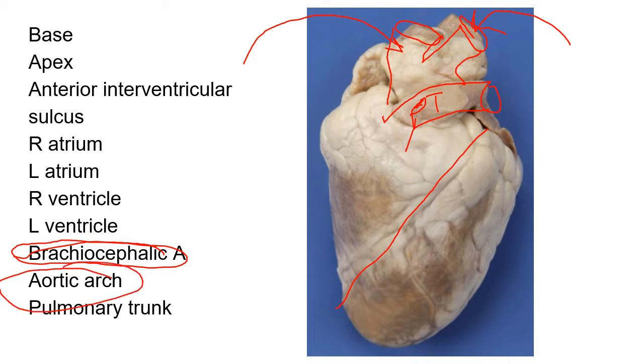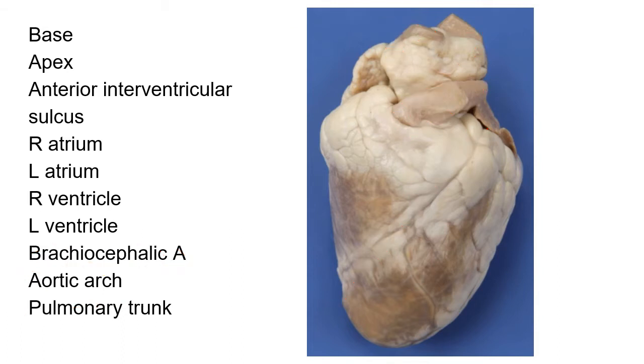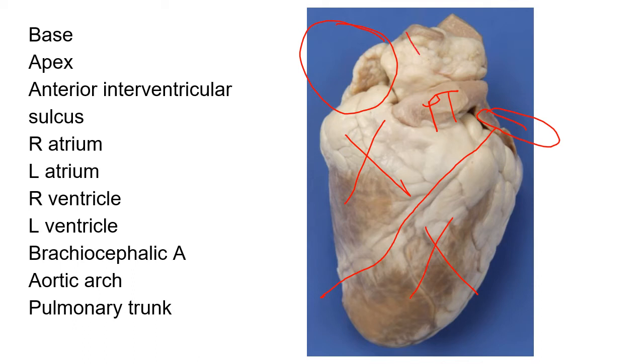So I'm going to erase, and you might want to take a few seconds to find those two landmarks, again, the anterior interventricular sulcus and the pulmonary trunk. Practice identifying this chamber and its structure, this chamber and its structure, this chamber and its structure, this blood vessel, and this blood vessel.